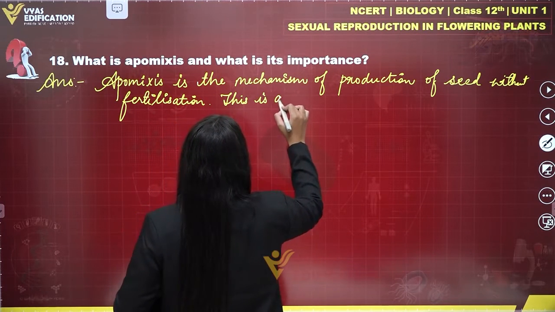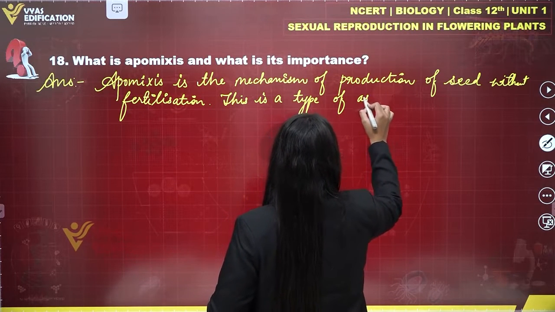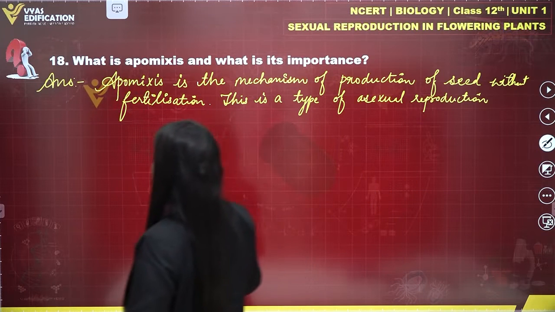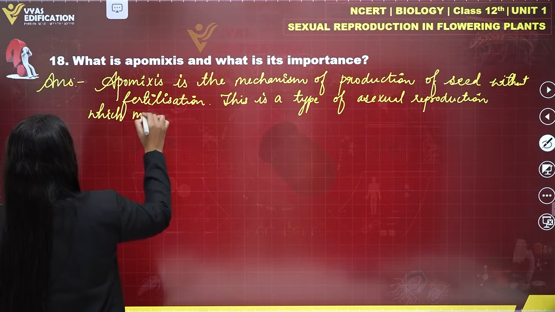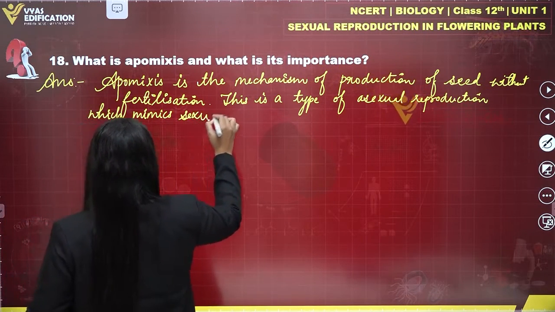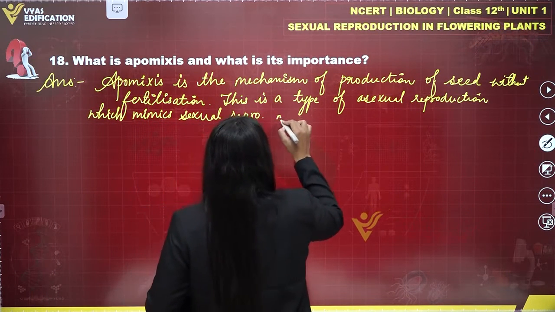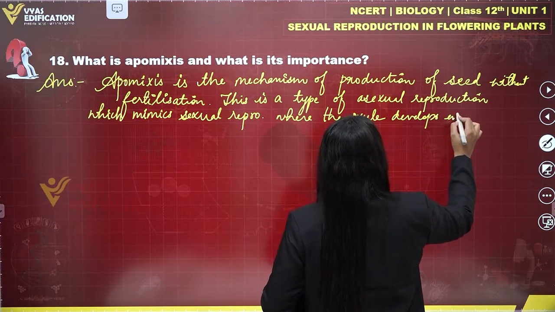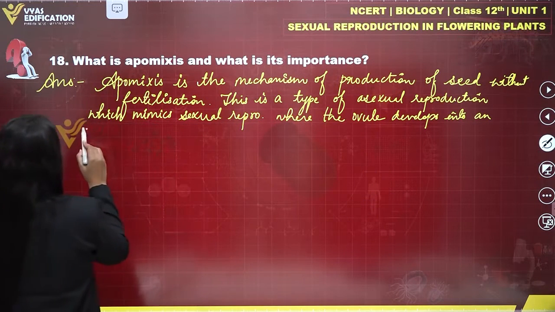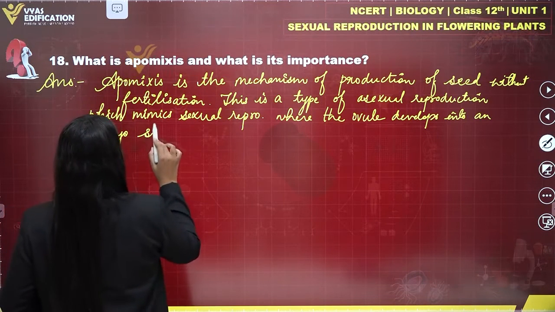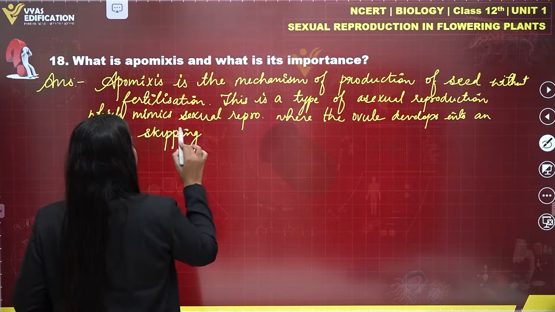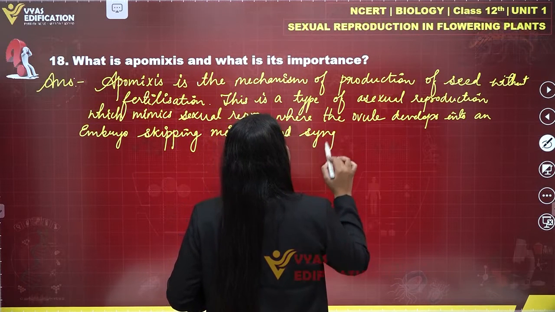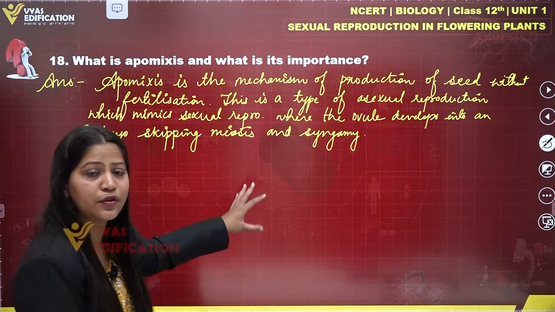This is a type of asexual reproduction which mimics sexual reproduction, where the ovule, which is the female gametophyte, develops into an embryo, skipping meiosis and syngamy. Alright, so this is the definition of apomixis.